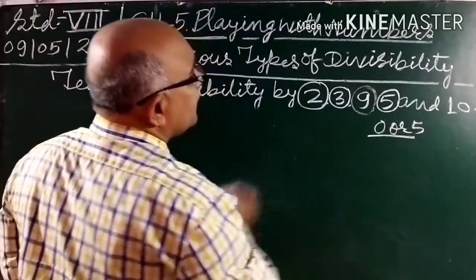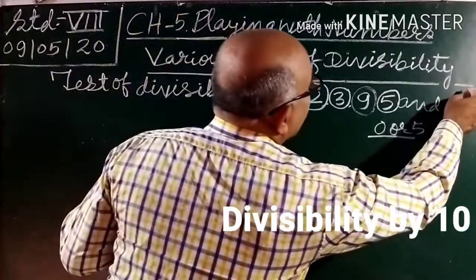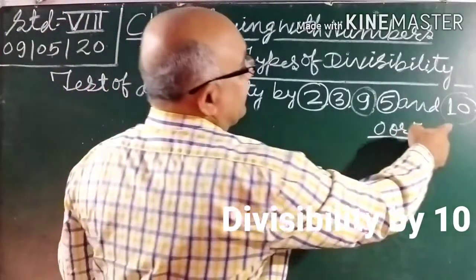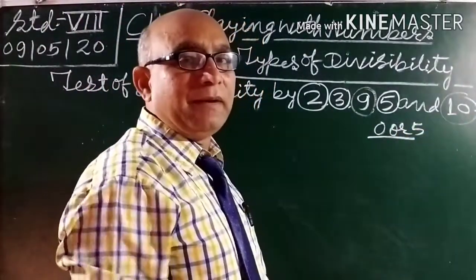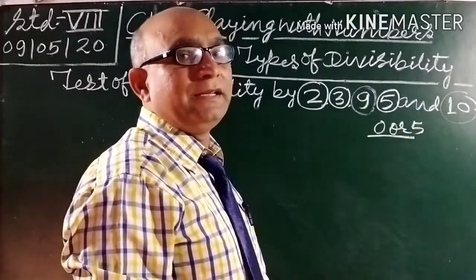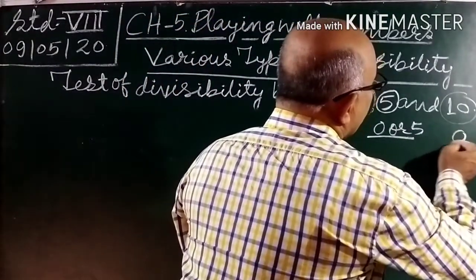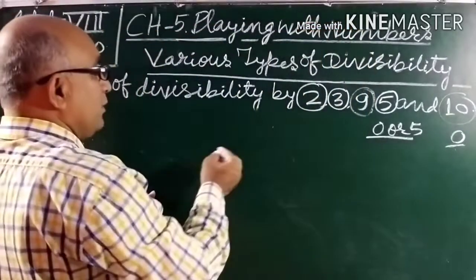Now test of divisibility by 10. A given number is divisible by 10 if its unit digit is 0.